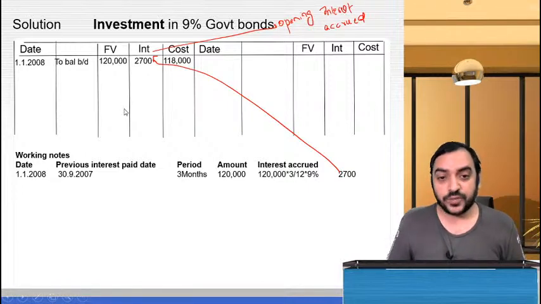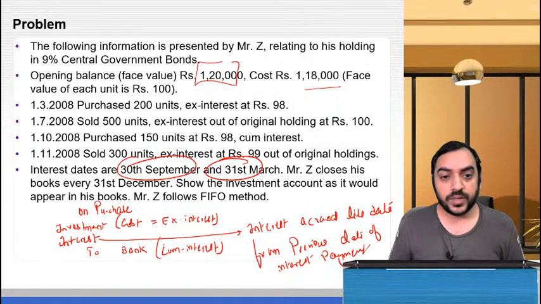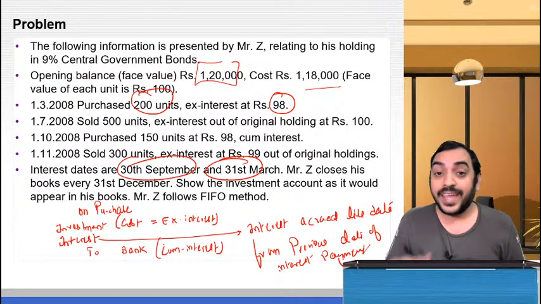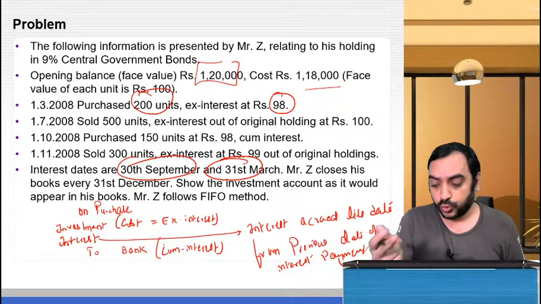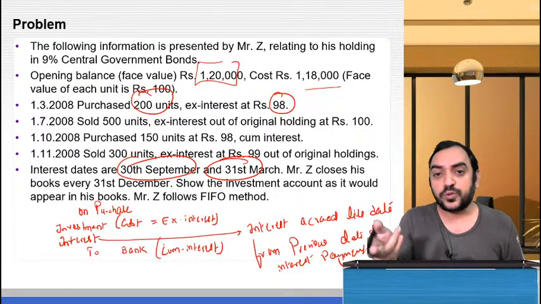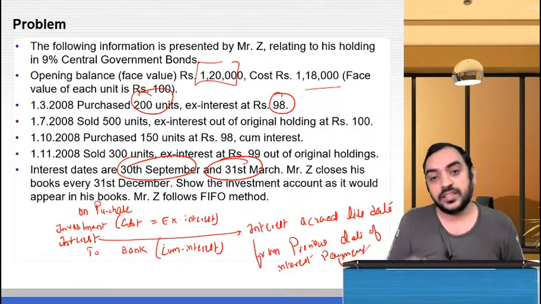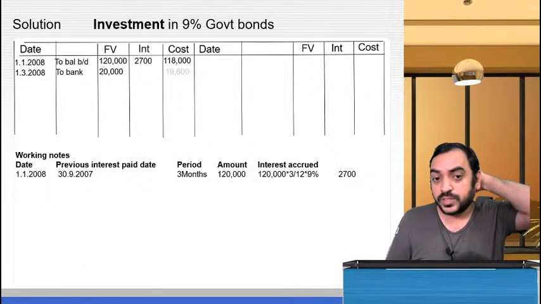Okay, what is the next date of transaction? On 1st of March 2008, you have purchased. How much cost you have purchased? 200 units at cost of 98. Ex interest you purchased. Still interest is accrued. So 200 into 100 rupees face value into 98 will go to the cost column, ex interest column. To bank 20,000 into 98, 19,600.